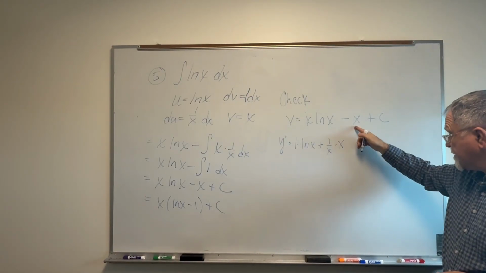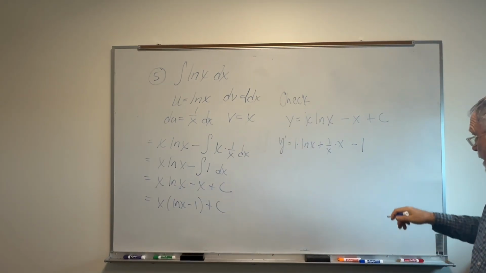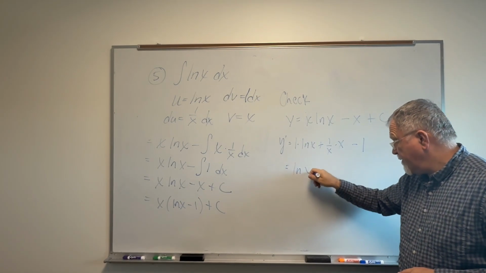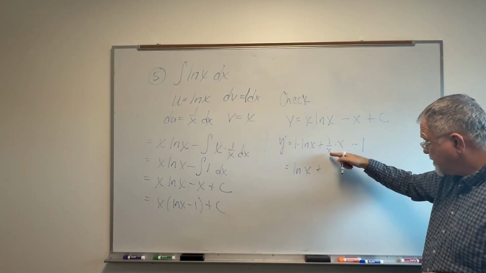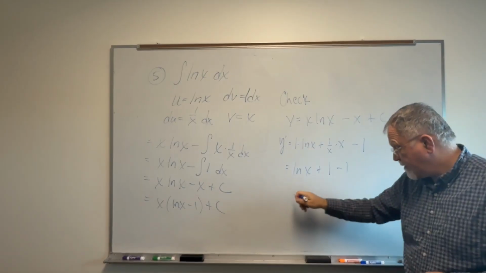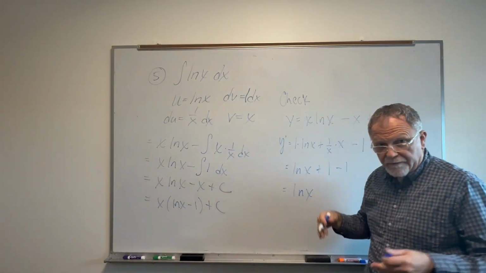And then times the derivative of this is minus 1. And then the derivative of the constant is 0. So let's see what we've got. ln of x plus, well, x over x is 1, minus 1, plus 1 minus 1 is 0. That just gives us ln of x, which is the integrand we started with. So yes, I did it right.